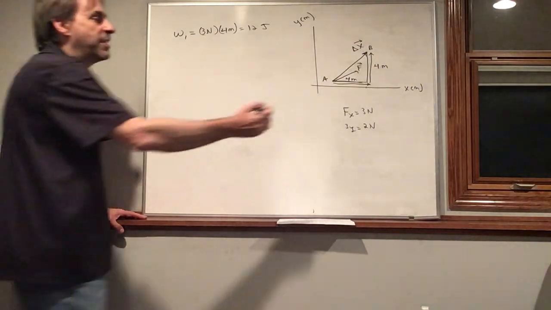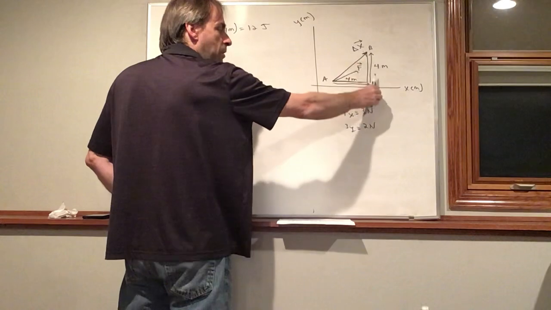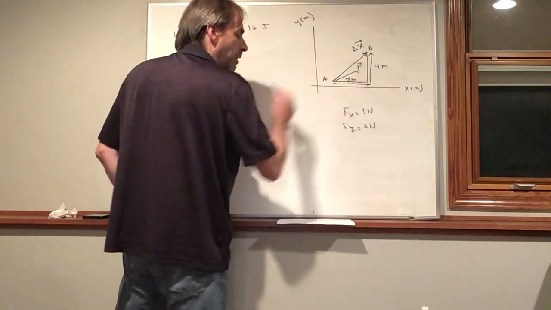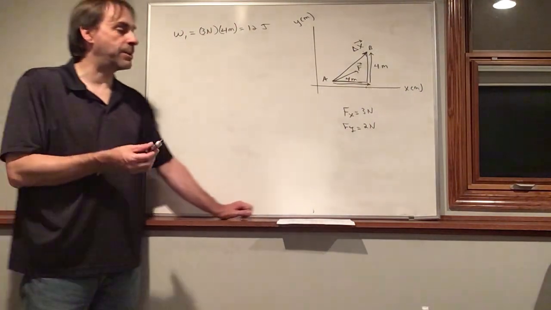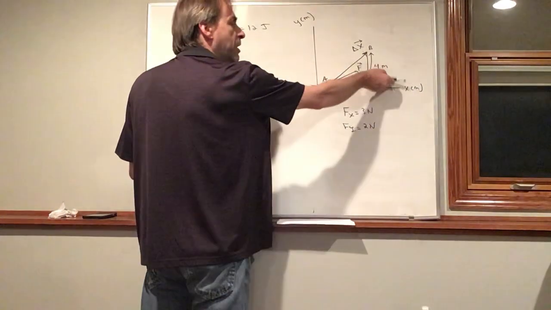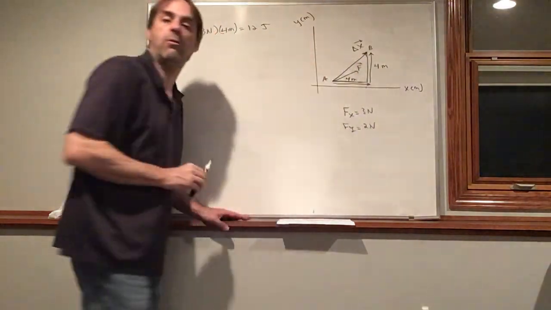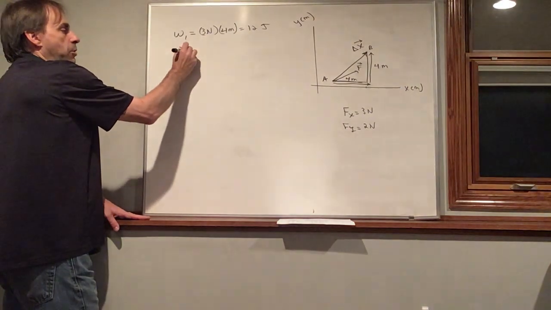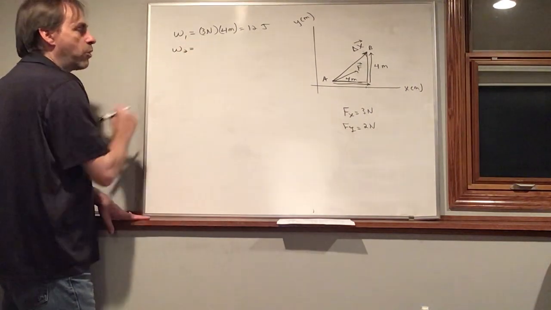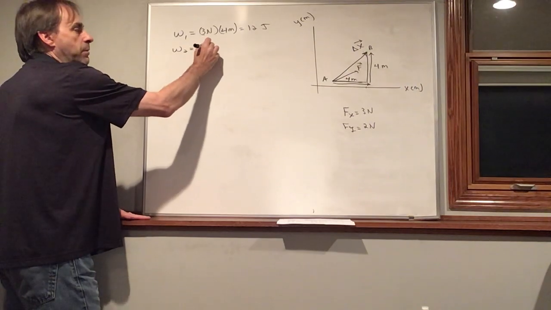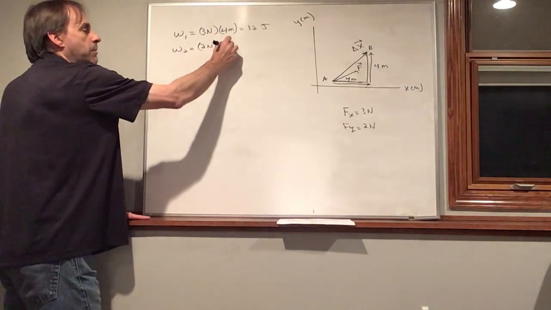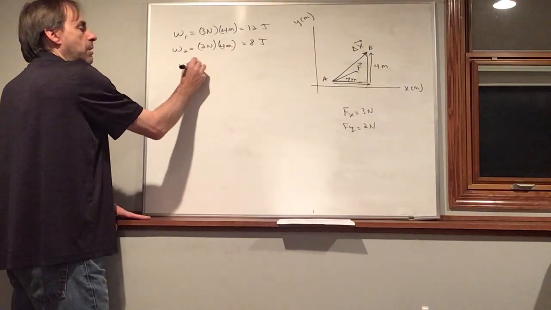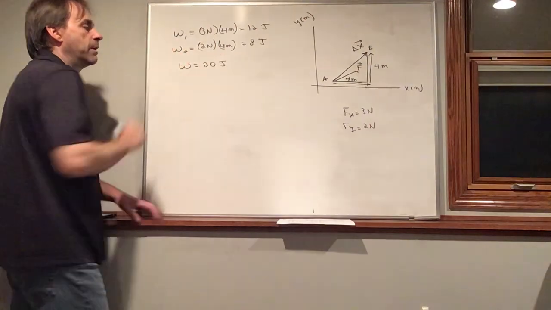And then when we go on this vertical path, we know the force has x and y components. That x component doesn't do work on this path because it's in the y direction. So only the y component. Let's call this W2, path 2, that's that vertical path. We'd have 2 newtons times 4 meters, which would be 8 joules. So the total work would be 20 joules.